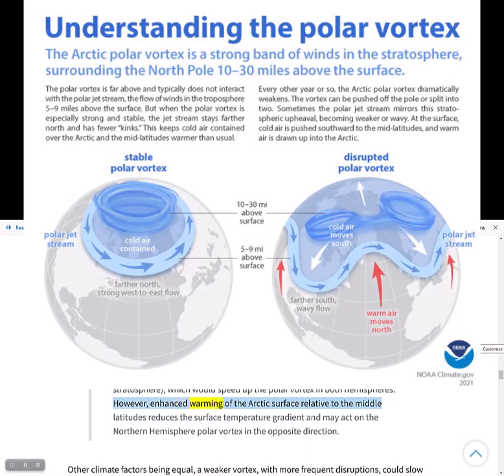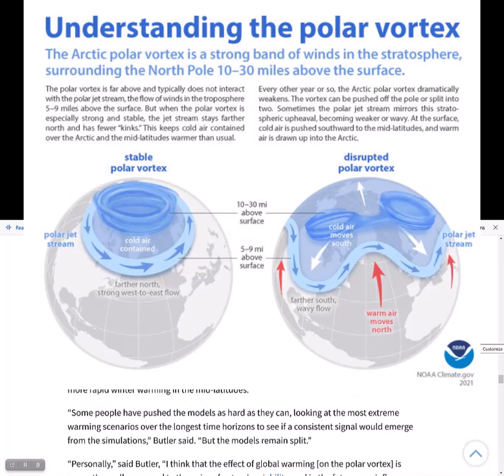However, enhanced warming of the Arctic surface relative to the middle latitudes reduces the surface temperature gradient and may act on the northern hemisphere polar vortex in the opposite direction. Other climate factors being equal, a weaker vortex, with more frequent disruptions, could slow the rate of winter warming in the mid-latitudes while accelerating it in the Arctic. A stronger polar vortex, with few disruptions, might be expected to slow Arctic warming at the expense of more rapid winter warming in the mid-latitudes."